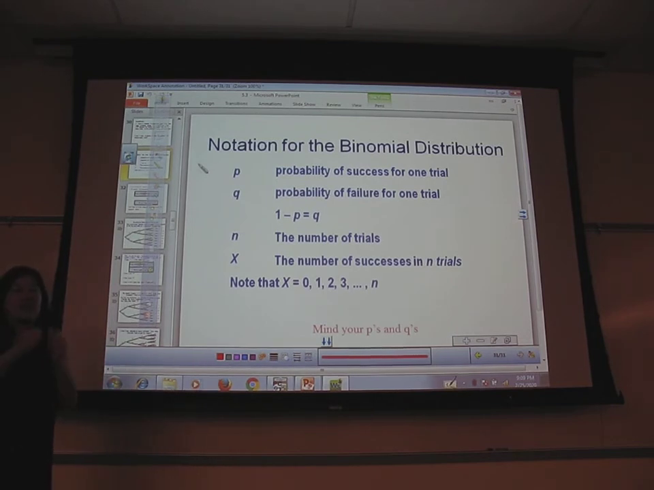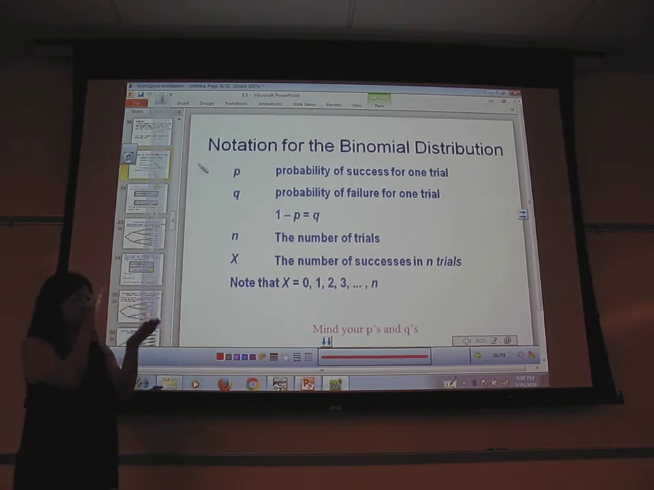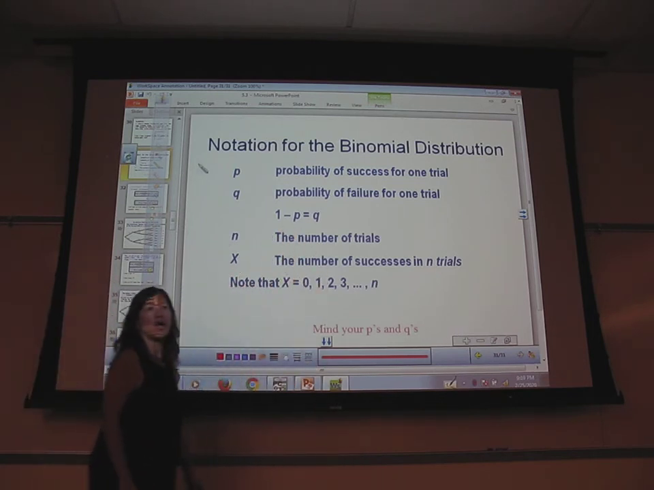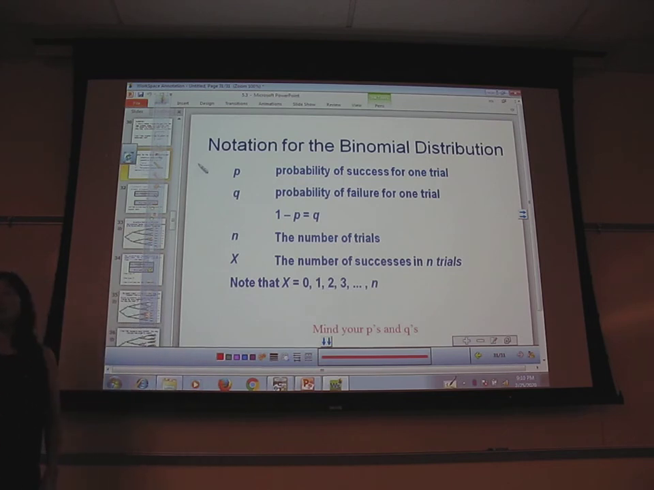So that's what you get out of this. P's and Q's go together. P's and Q's are bonded. If you add them up, they equal 1. They're probabilities that are complements of each other. So P and Q always equal 1, or 100%. If you have P, you can always find Q.